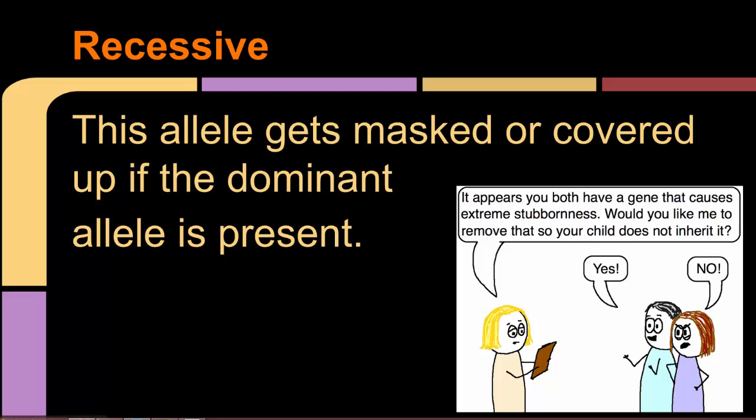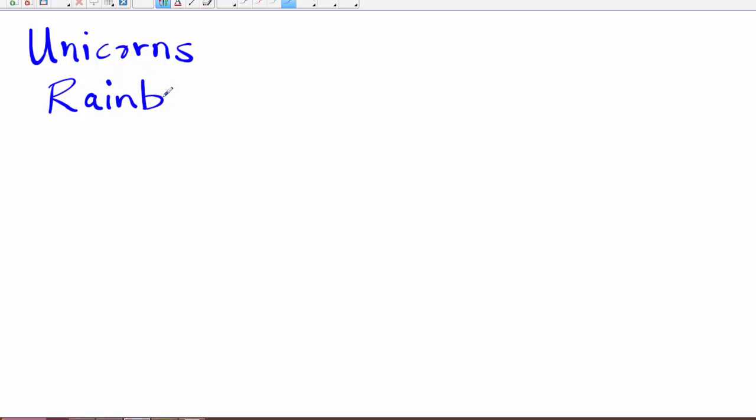I'm going to go through an example with just an imaginary mythical creature, just to kind of walk us through what some of these terms look like. So let's talk about unicorns. And in unicorns, their main color could be rainbow colored or pink. And let's say that it is dominant to have rainbow colored hair over pink hair. So rainbow color is dominant to pink.